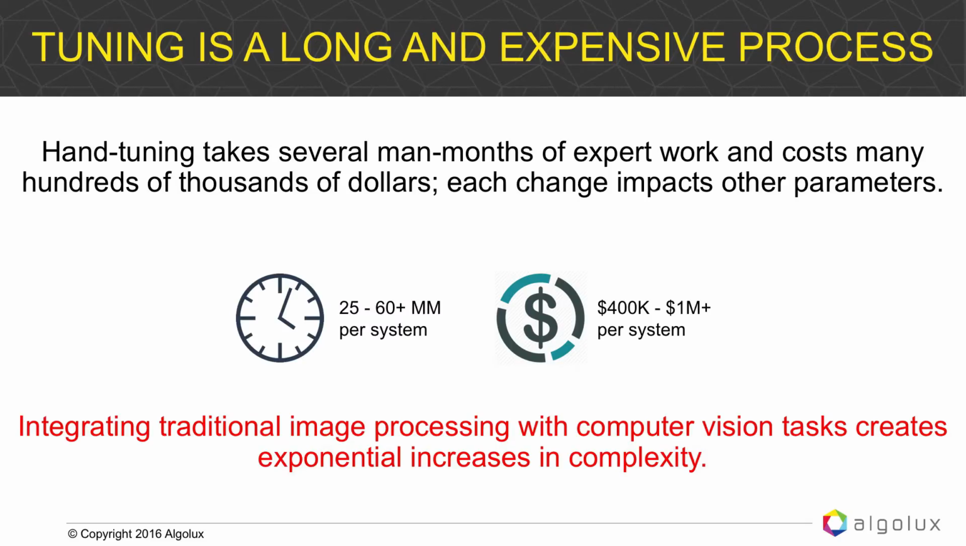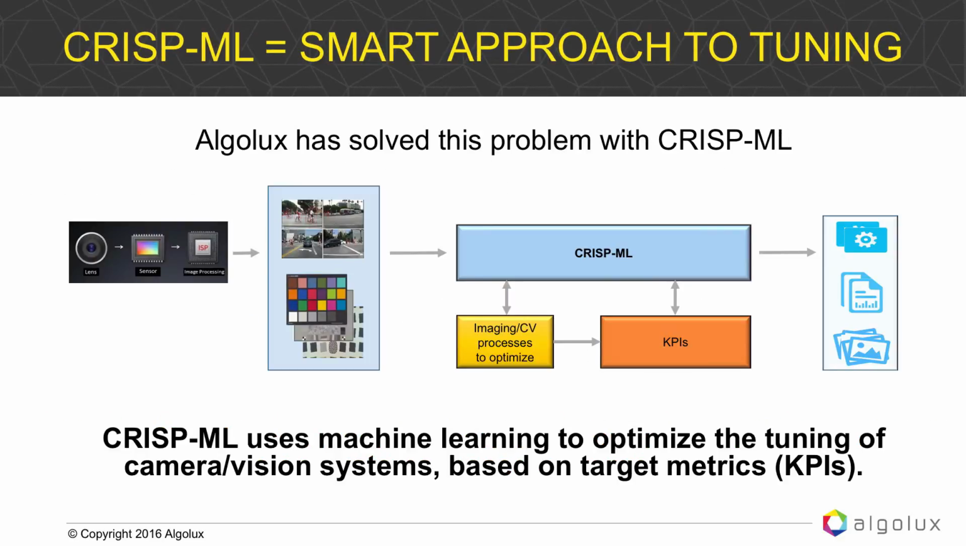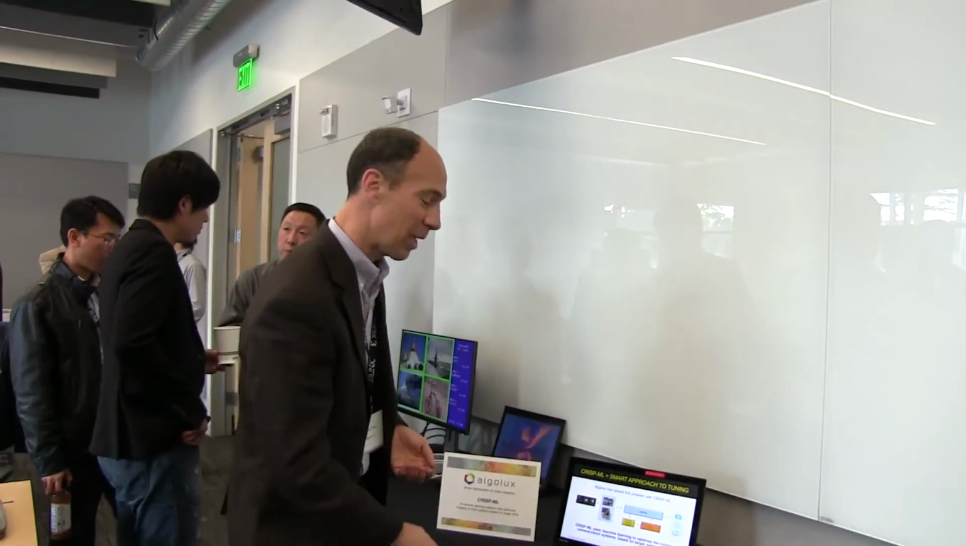As I mentioned, it's a long, intensive manual process, sometimes taking many months and hundreds of thousands of dollars of expense to accomplish. What we're bringing to the market is CrispML, which is a machine learning-based platform to optimize those systems, those ISPs, based on target metrics or KPIs. So providing more of an algorithmic and intelligent approach to doing that tuning process. And so I'm going to show you CrispML in action.